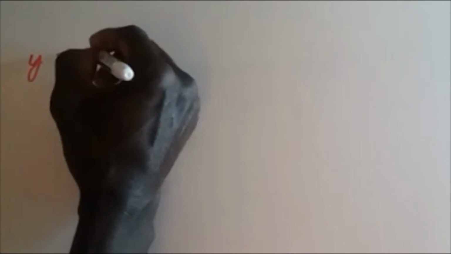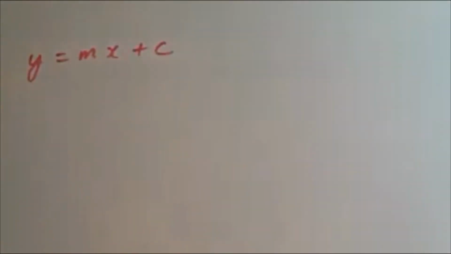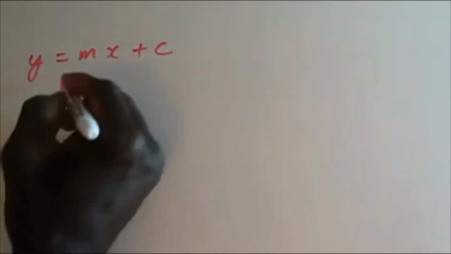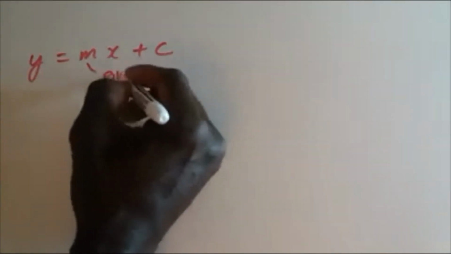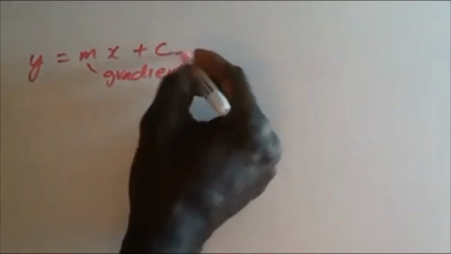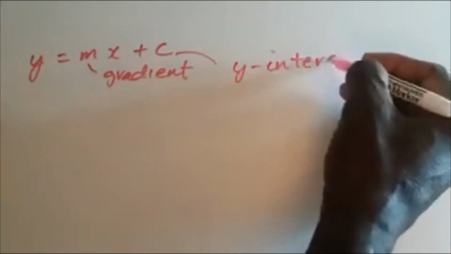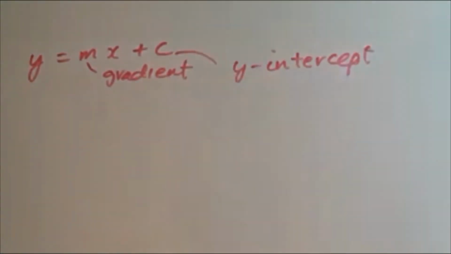y is equal to mx add c, where we know that m is the gradient, c is the y-intercept, and x and y are just coordinates. Now, the best way to go about this is to have a look at some examples.